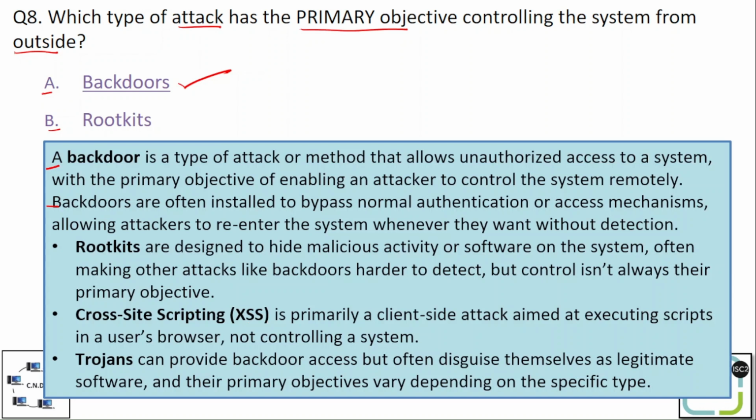Cross-site scripting is primarily a client-side attack aimed at executing scripts in a user's browser, not controlling a system. And Trojans can provide backdoor access but often disguise themselves as legitimate software, and their primary objective varies depending on the specific type.